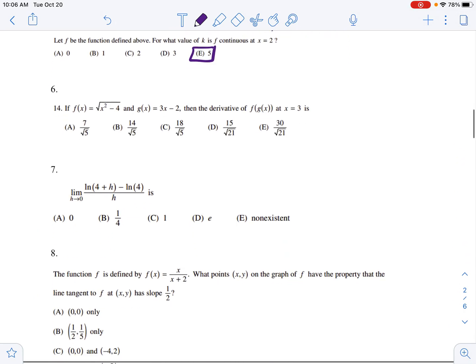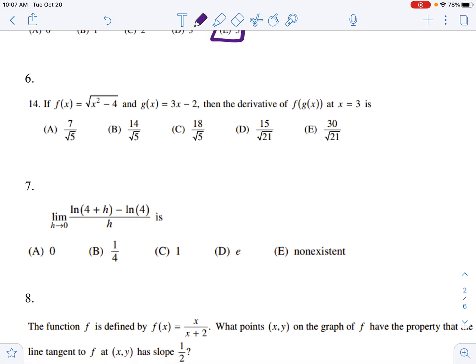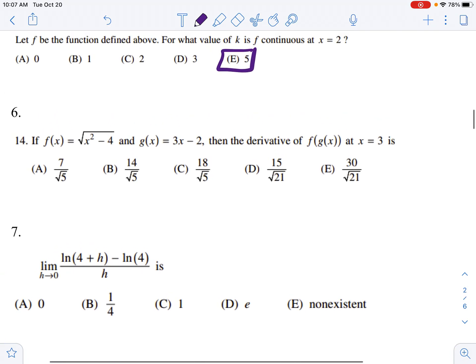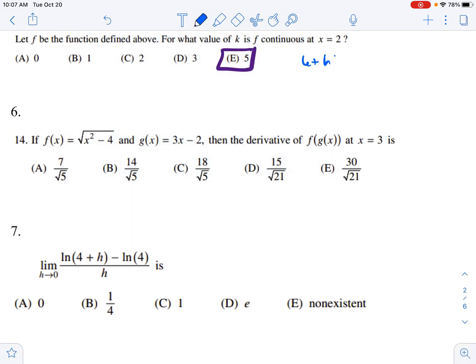Okay, number 6. If f of x is the square root of x squared minus 4 and g of x is 3x minus 2, then the derivative of f of g of x at x equals 3 is, okay. There are different ways we can do this. I could say, let h of x be f of g of x, and then essentially what we're looking for is h prime of 3 here.